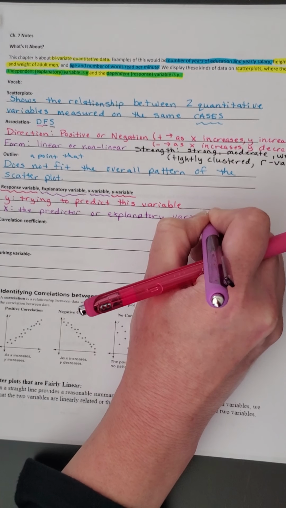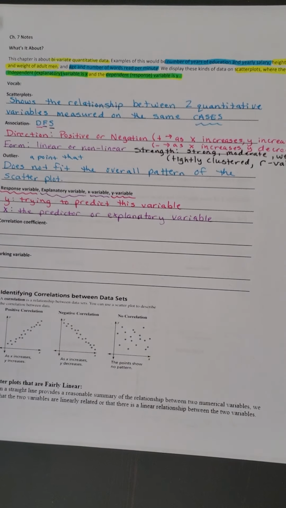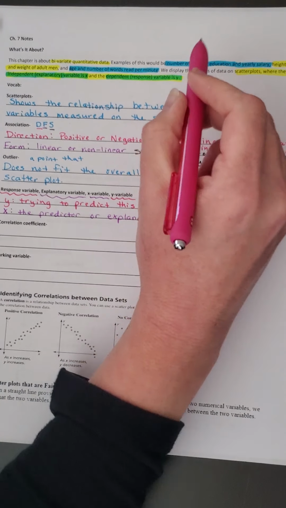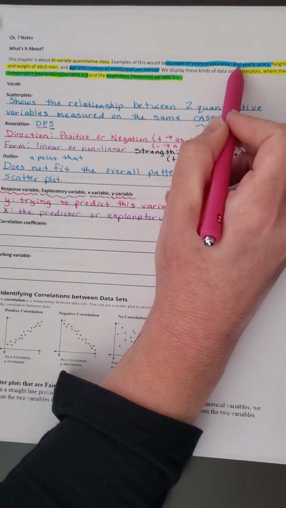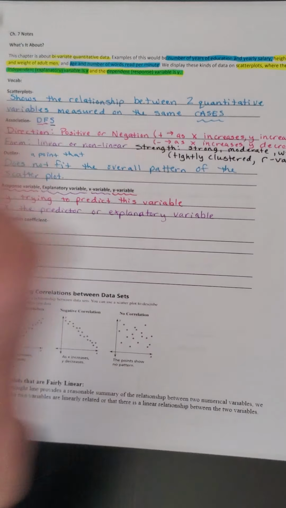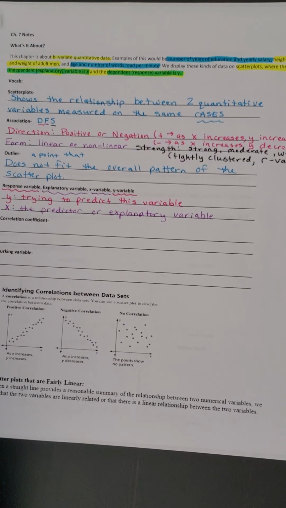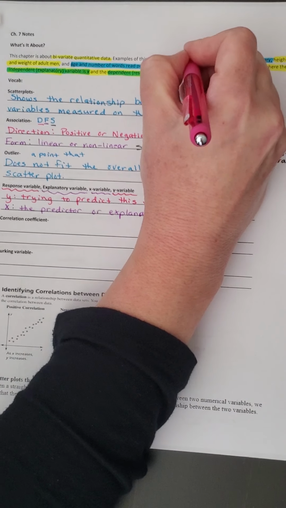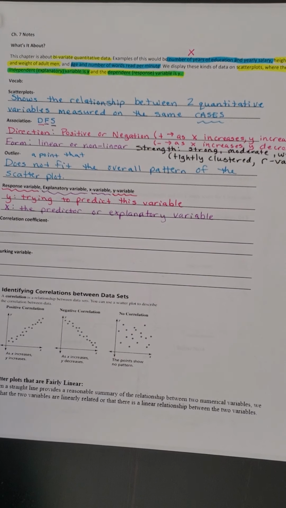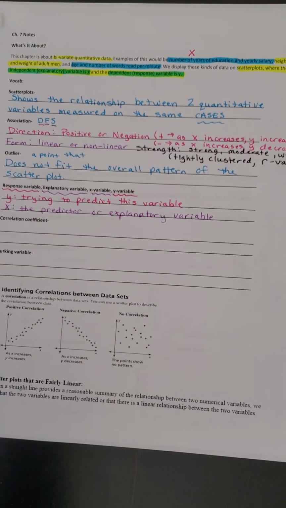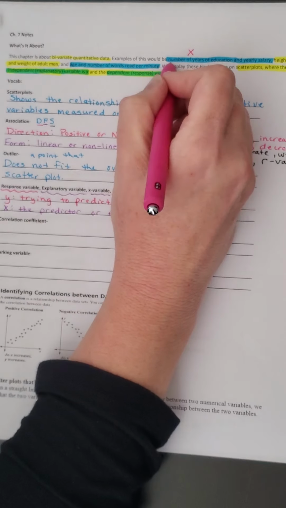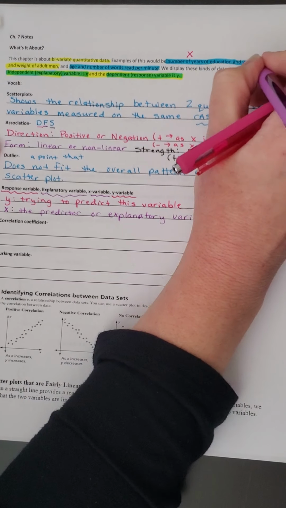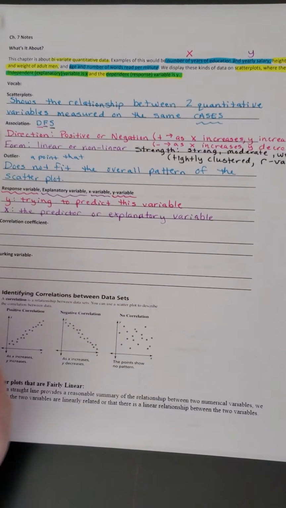I'll give you an example. If we were looking at these three examples up here, the number of years of education and yearly salary. The independent or explanatory variable would be the number of years that you go to college. What we're trying to predict is if the number of years of college somehow increases or decreases your yearly salary. Why?